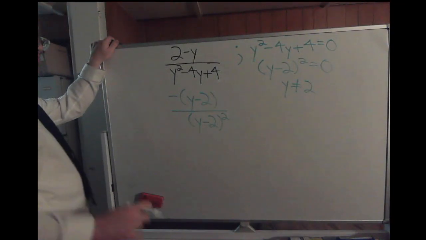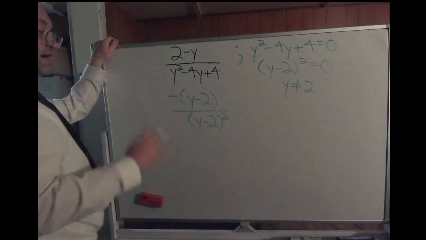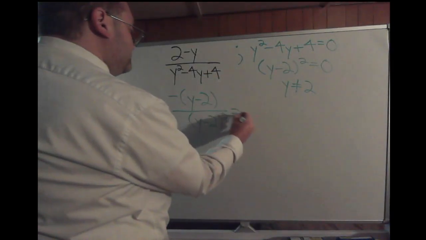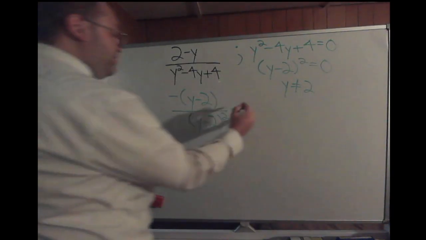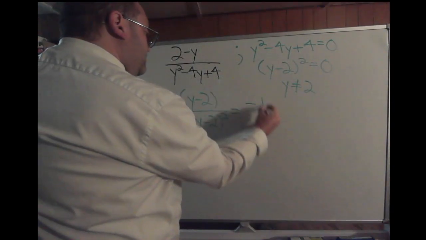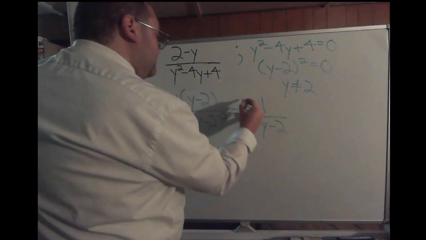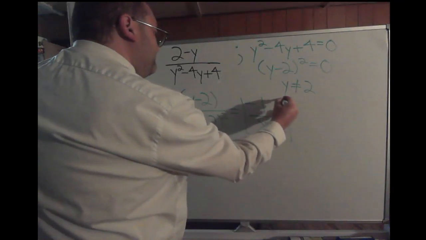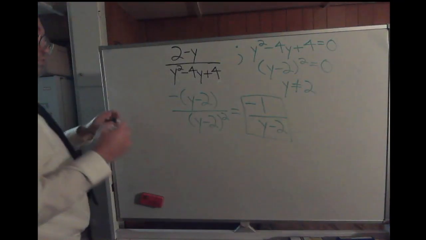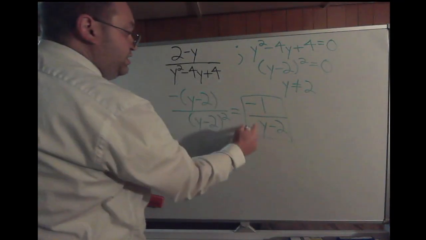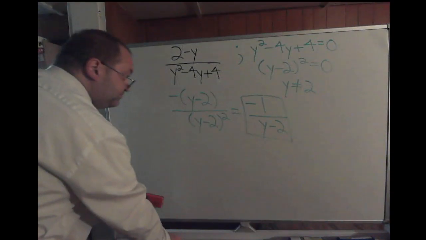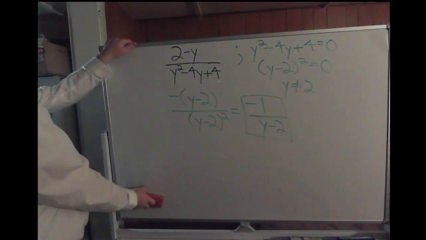Between the numerator and the denominator, there's a common y minus 2 that factors out. In the numerator, you would just be left with negative 1 all over y minus 2. And that really would be your answer, negative 1 over y minus 2. That would be your simplification.